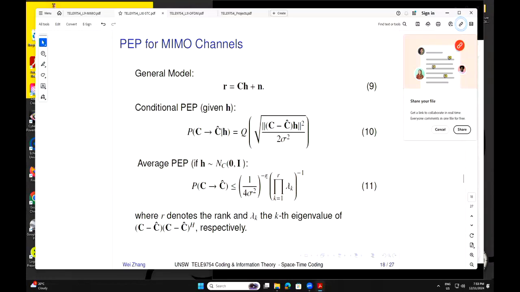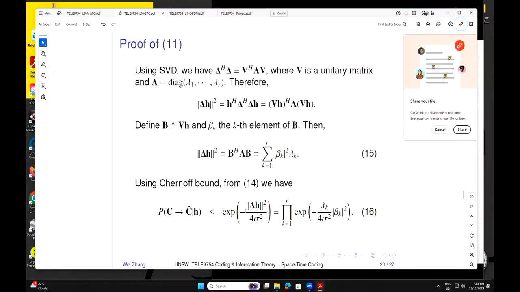The major insight here is that R is the rank of this channel. It's a matrix, the code word difference matrix. And lambda k is the k-th singular value of these code word differences. And we wish this R to be as large as possible. So now we can review some examples.